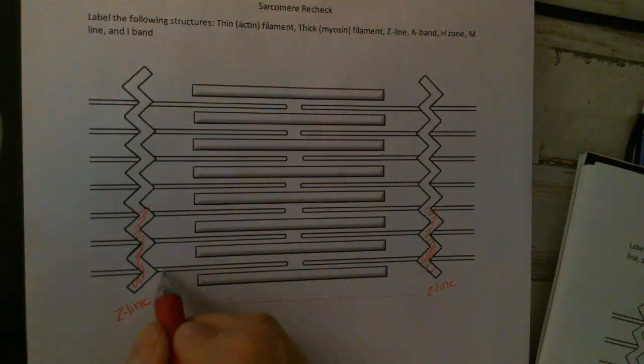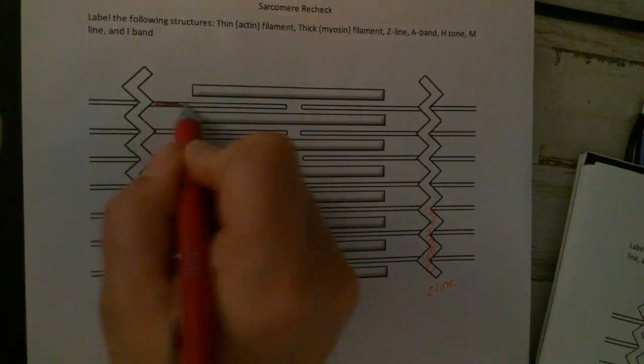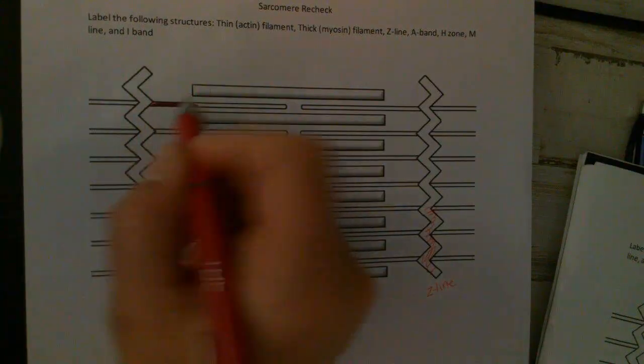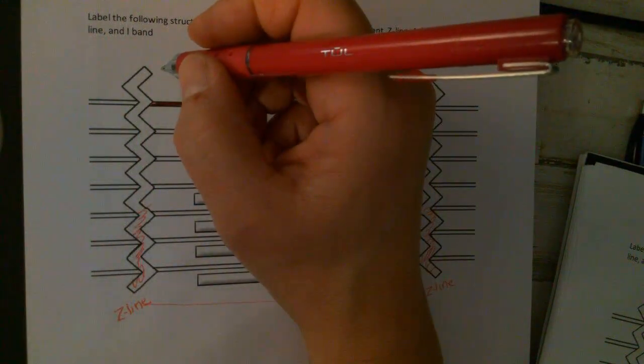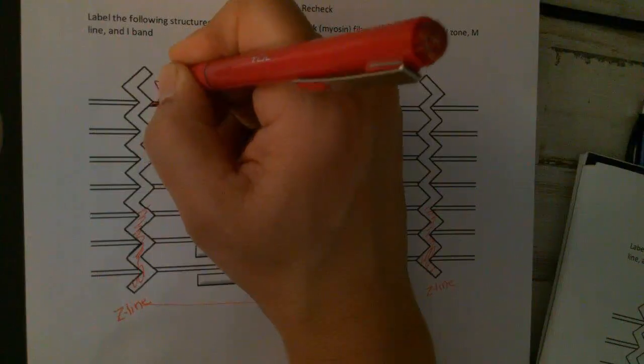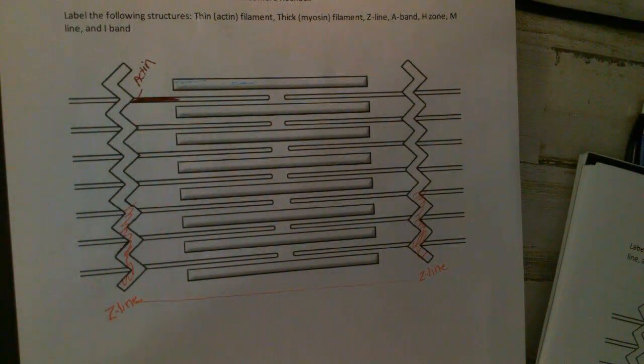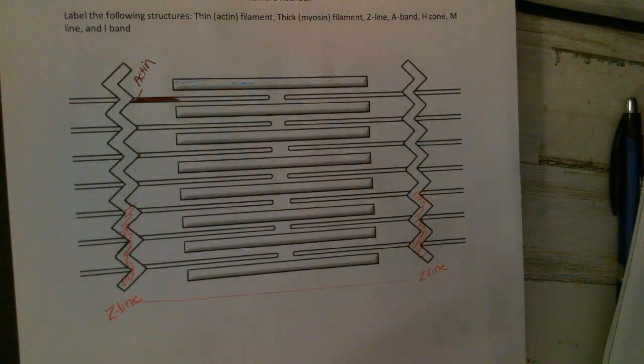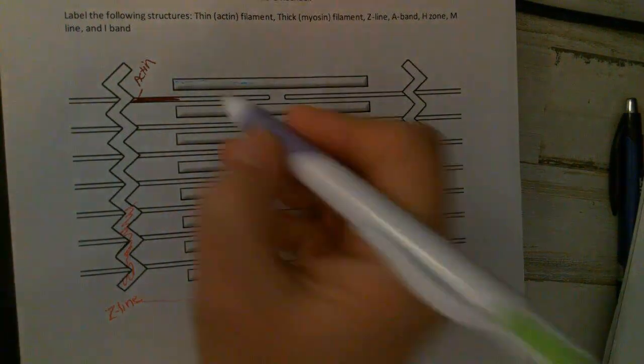Attached to each Z line here is one of two protein filaments. This is called the actin, also called the thin filament. And then this right here is the other protein. This is called the myosin, or the thick filament.